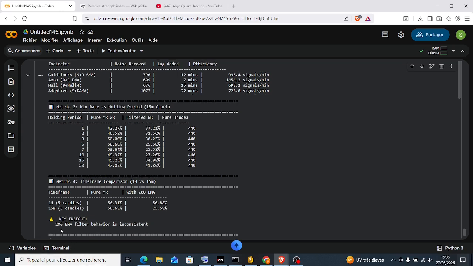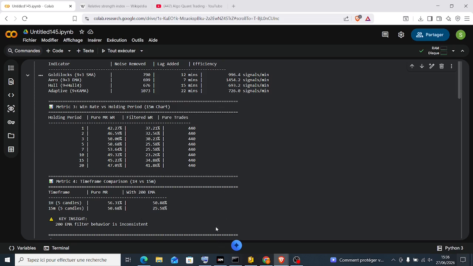Because on the 15-minute time frame, the 200 EMA filter reduced the sample size from 448 trades to just 52 trades. You're filtering out so many valid mean reversion setups that you're left with statistically insignificant data. This is the trap that kills retail traders, assuming what works on one time frame works on another. The lesson? On 15-minute charts, use support and resistance levels as your filter, not the 200 EMA. On 1 hour and higher, the trend filter works beautifully.